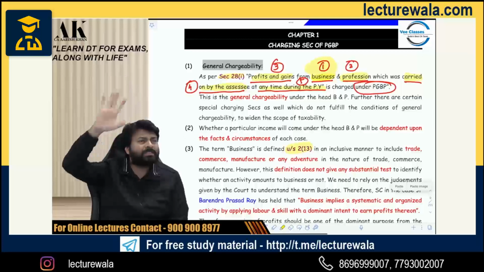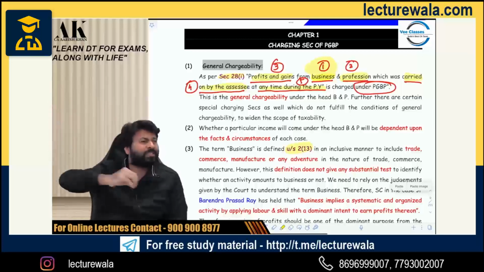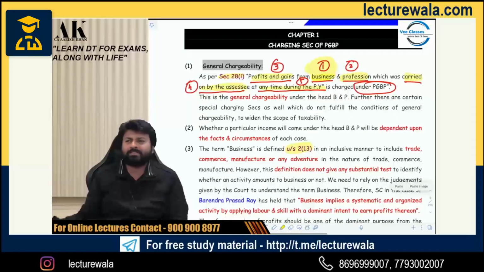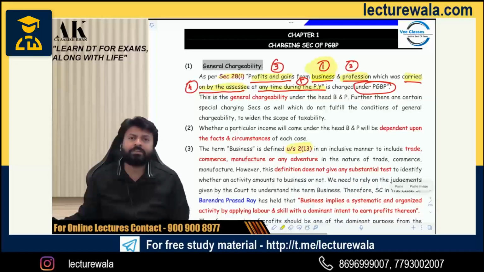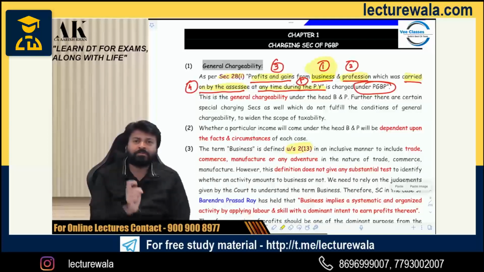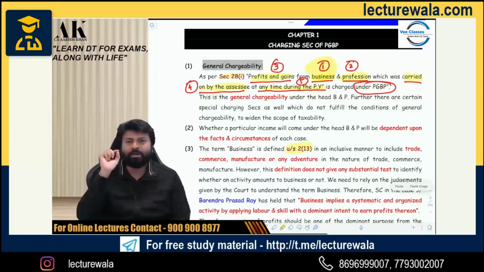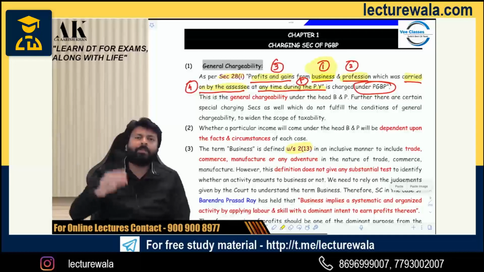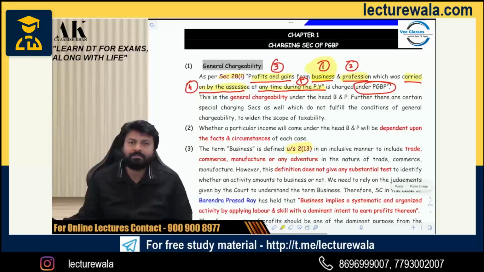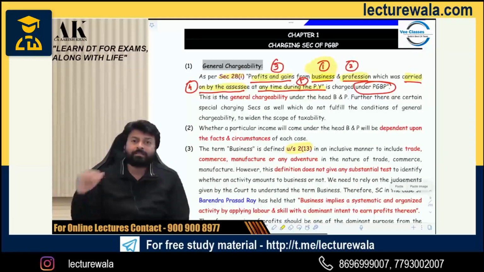Some court is saying business includes this, some other court is saying business includes this, Supreme Court is saying business includes this. There are thousands of definitions on what is business, what is not. We have picked one of them. One of the famous judgments by the Supreme Court in the case of Barendra Prasad Ray held that business implies a systematic and organized activity of applying labor and skill with a dominant intention of earning profits. So this is held by the Supreme Court in the case of Barendra Prasad Ray.